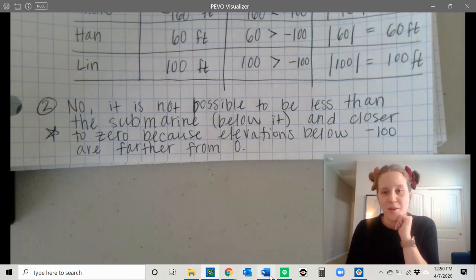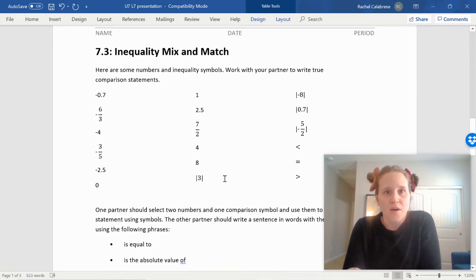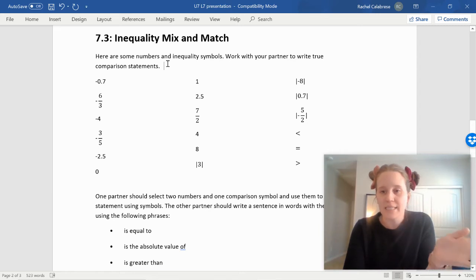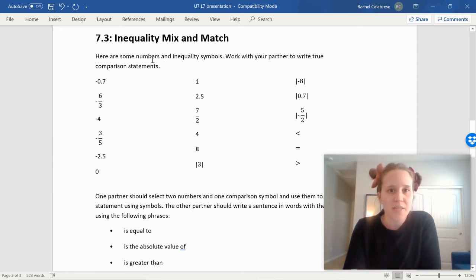All right, let's try a little bit of practice. Okay, so here's what we're going to do next. We are going to just write inequality statements. That's overall what we're going to be doing. So here are some numbers and inequality symbols. Here are all the numbers. My inequality symbols are down here. This is less than, equal to, and greater than.